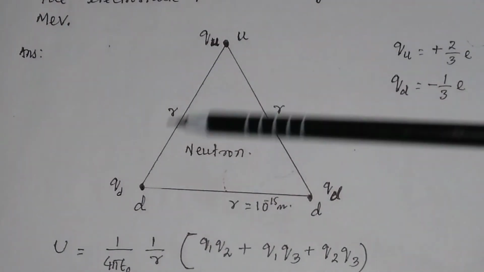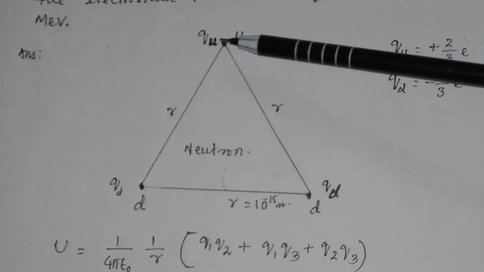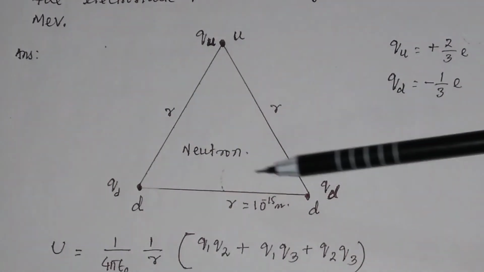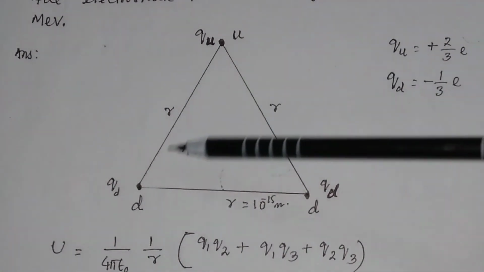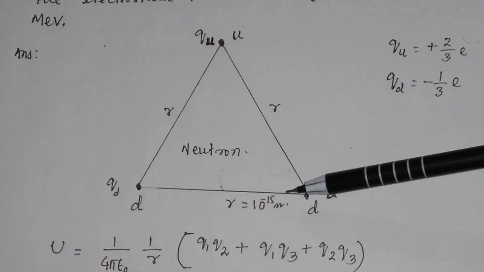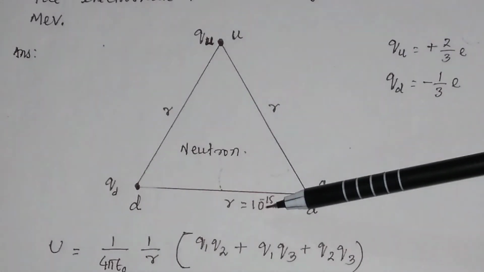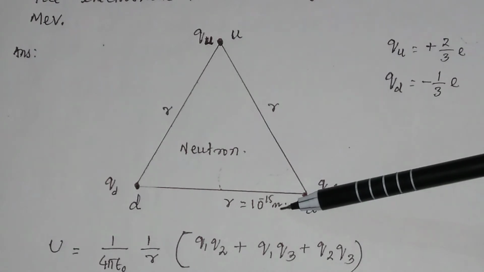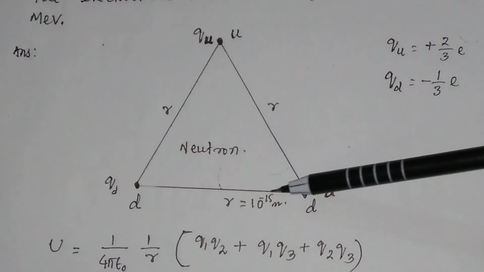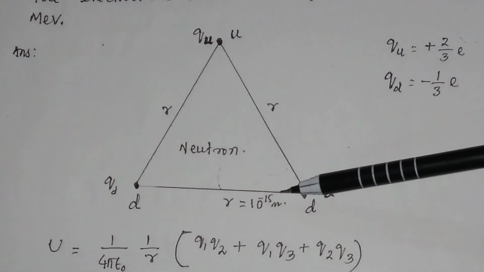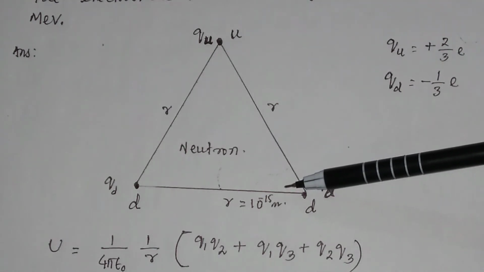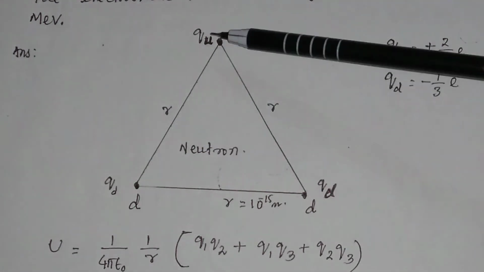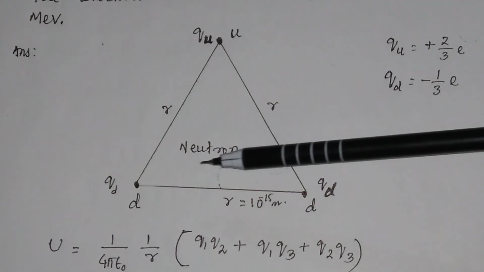These are three quarks: one up quark and two down quarks. They are arranged in a triangle, and each side of the triangle is 10 to the power minus 15 meter. It is in the nuclear range. So what will be the total energy of this neutron? These three quarks constitute the neutron.